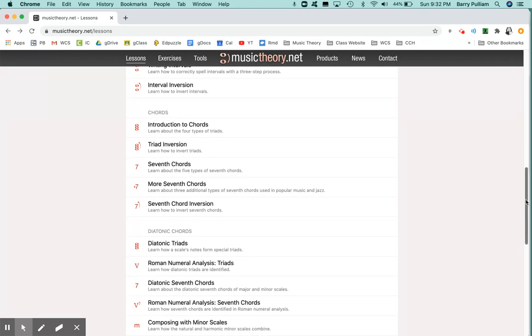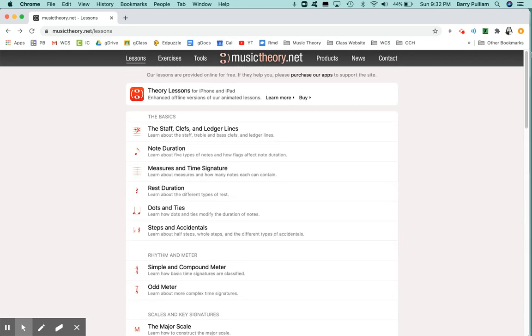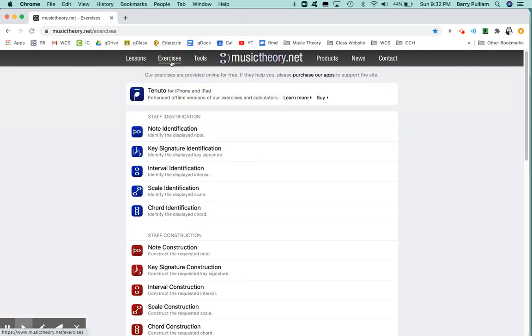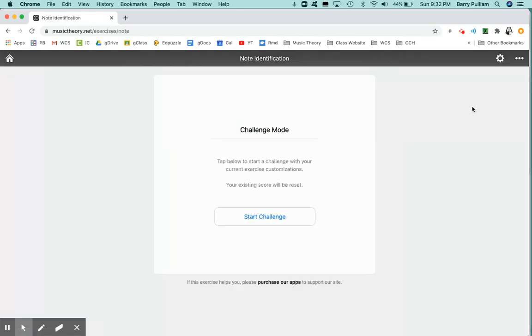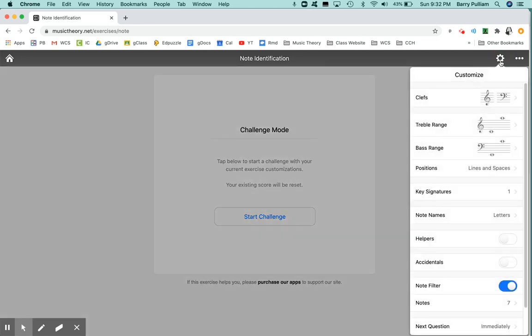And we'll also start some ear training. Now, let me show you a couple of things here that will help you. We can go to exercises. Note identification, key signature identification, interval identification, scale identification, chord identification. Watch this. We are primarily concerned with note identification. Challenge mode. Okay, I'm not going to start a challenge mode because I can go over here and I can tell it what I want to practice.